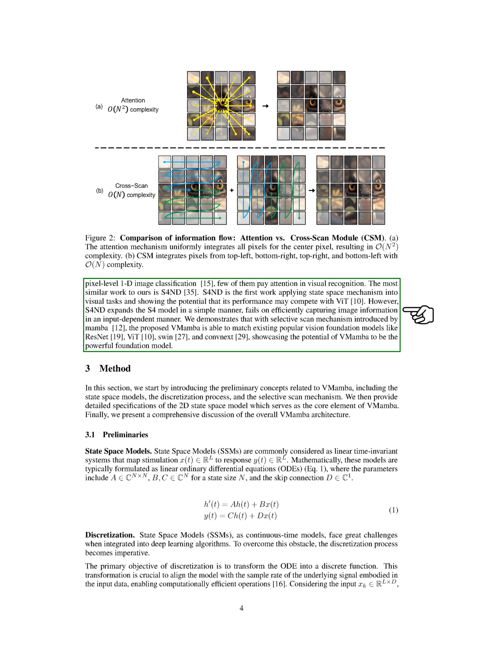S4ND is the first work applying state-space mechanism into visual tasks and showing the potential that its performance may compete with ViT. However, S4ND expands the S4 model in a simple manner, and fails on efficiently capturing image information in an input-dependent manner. We demonstrate that with the selective scan mechanism introduced by Mamba, the proposed VMamba is able to match existing popular vision foundation models like ResNet, ViT, Swin, and ConvNeXt, showcasing the potential of VMamba to be a powerful foundation model.